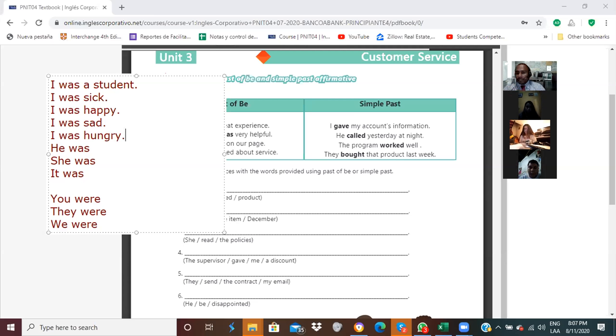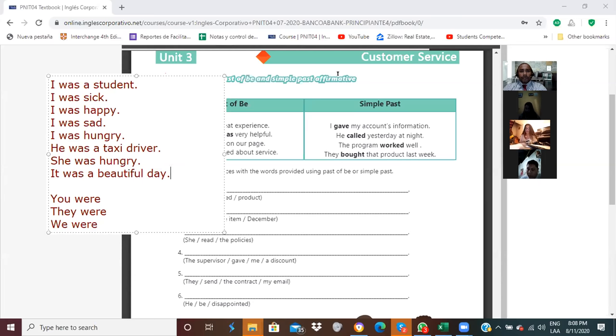So you can use it to express the profession or your state. If you're sick, if you're happy, your mood, if you're excited, if you feel motivated, you can use the be verb was. And the same with he was, she was, and it was. For example, he was a taxi driver. Él era un taxi driver. She was hungry. Ella tenía hambre. It was a beautiful day, right? Fue un día bello.